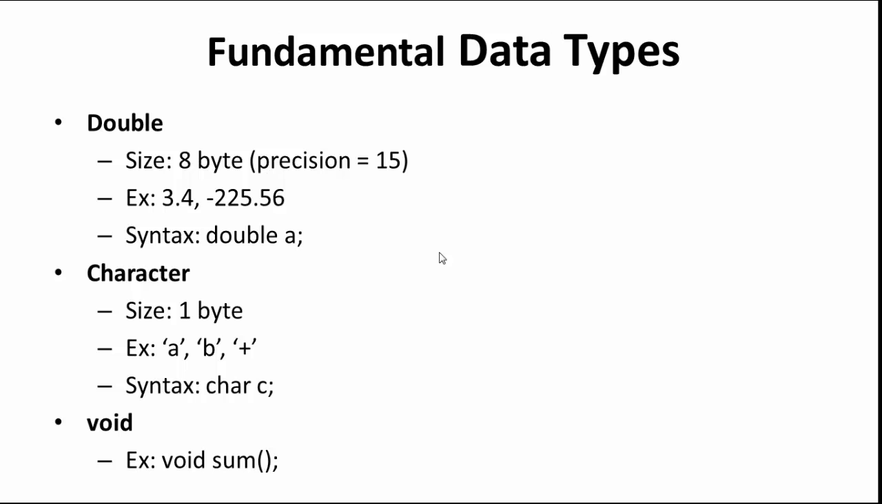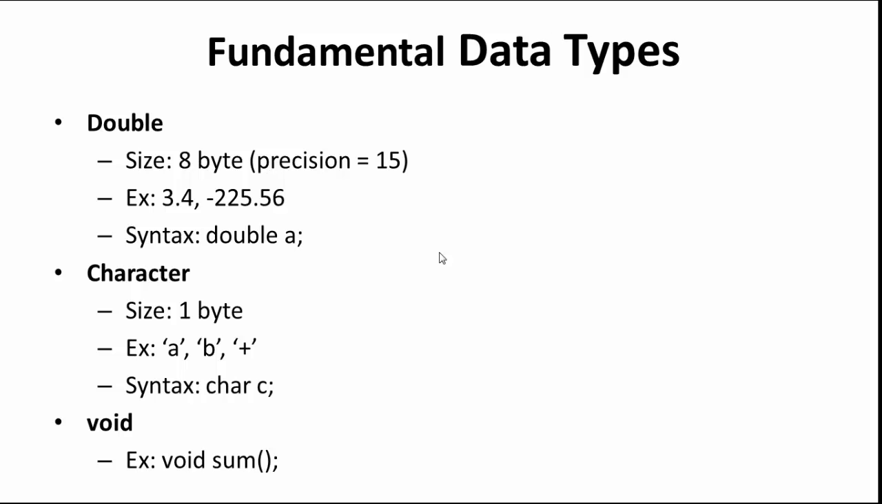Double data type. Its size is 8 bytes. Its precision is 15. That means we can have 15 digits after the decimal point. It is also used to store real numbers that have decimal point. It can be like 3.4, minus 120, minus 225.56, etc. For declaring a double type of variable, we write double keyword and then name of the variable.